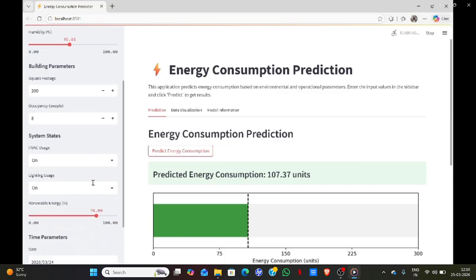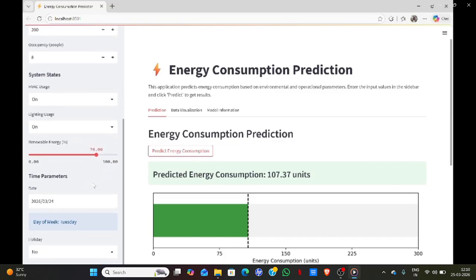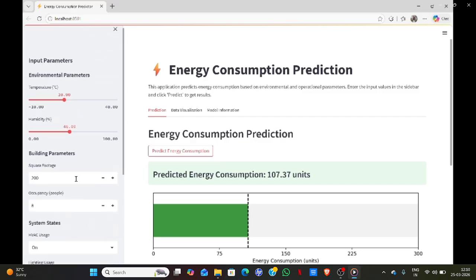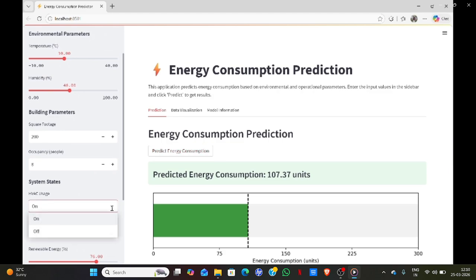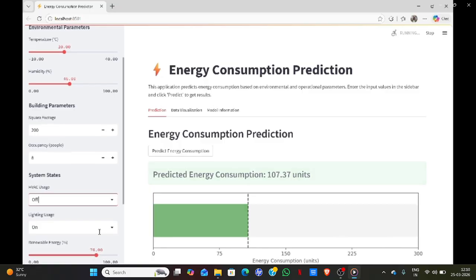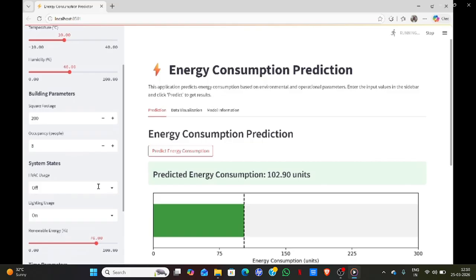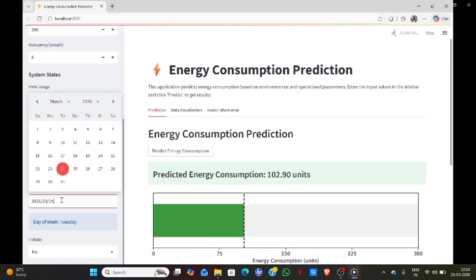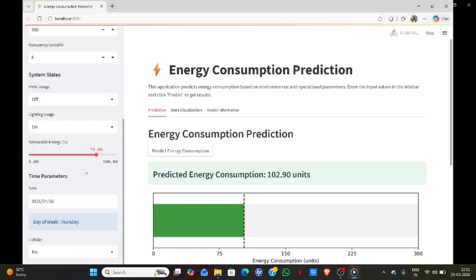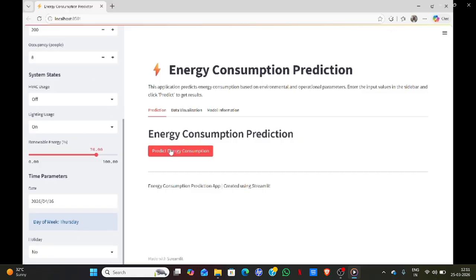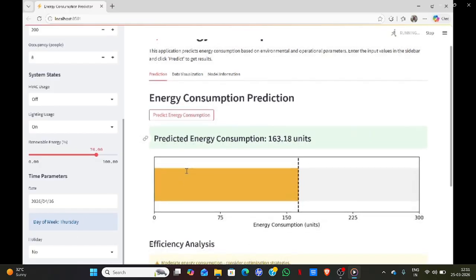Another enhancement could be automated control feedback, where the system does not just predict consumption but also sends adjustment signals to devices. For example, reduce HVAC power when predicted demand surpasses a certain threshold. We can also deploy the entire architecture on cloud platforms such as AWS or Google Cloud to improve scalability, accessibility, and real time collaboration. In addition, applying deep learning models like long short term memory networks could capture temporal patterns more accurately, further improving long term prediction consistency.